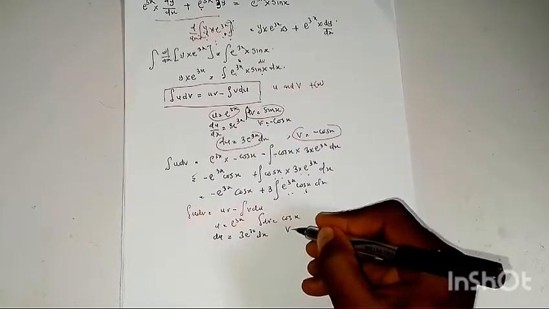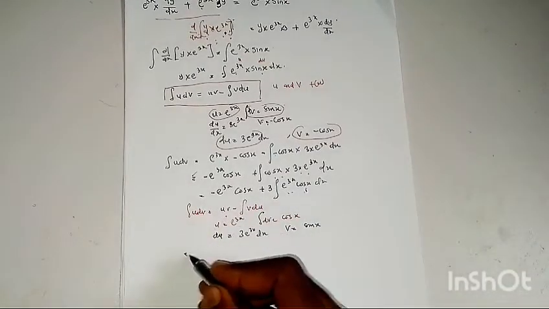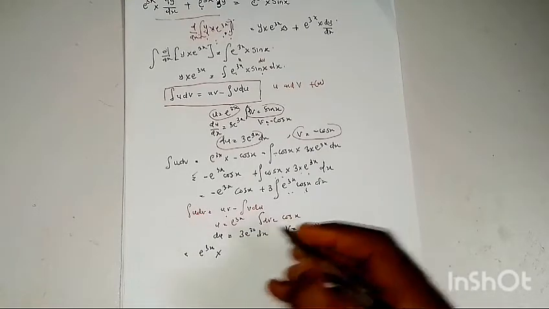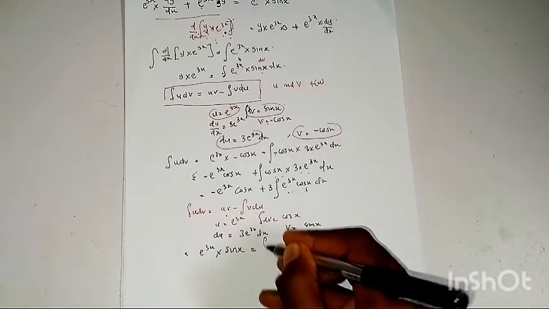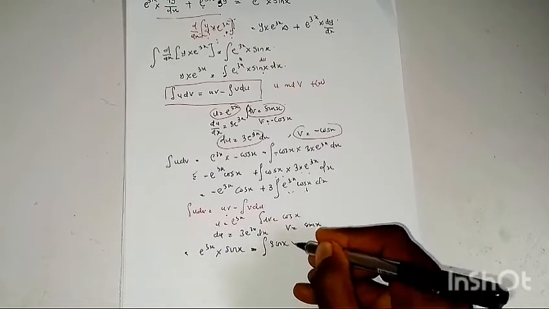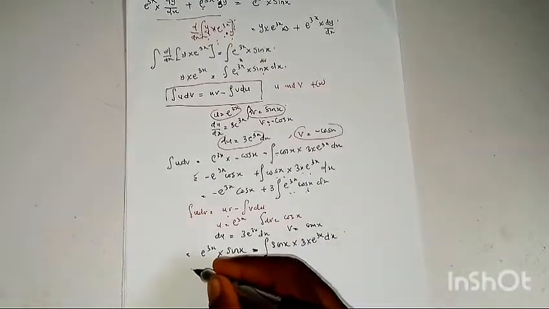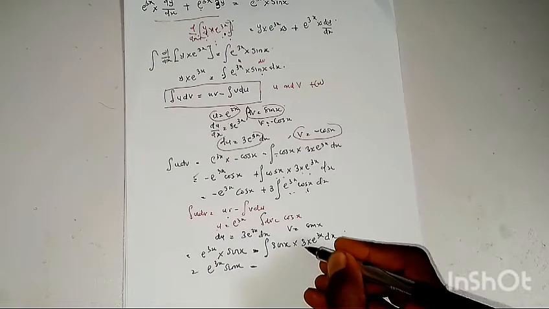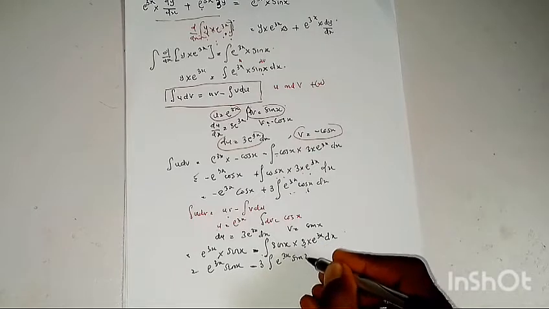Integrating dv, I have v is equal to sine x. So putting these values in, my u is exponential 3x times my v, which is sine x, minus my v, which is sine x, times my du, which is 3 times exponential 3x dx. So this gives me exponential 3x sine x minus, taking the constant back to the integral sign, 3 integral exponential 3x sine x dx.